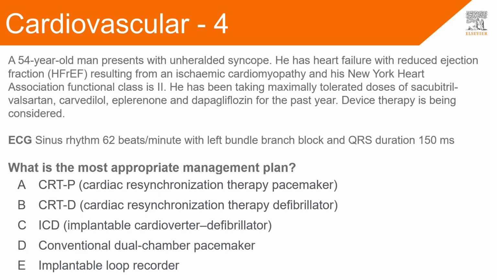So we have someone who's come in with syncope. He's got heart failure, he's got reduced ejection fraction, and he's got NYHA class 2. He is already on maximum therapy of Entresto as well as all the other medications. And the question is, where do we go from here? What sort of device do you want to insert for a patient like this? Option A, CRTP, option B, CRTD, option C, ICD, option D, dual chamber pacemaker, or option E, implantable loop recorder. I'll give you 4 seconds to have a think.